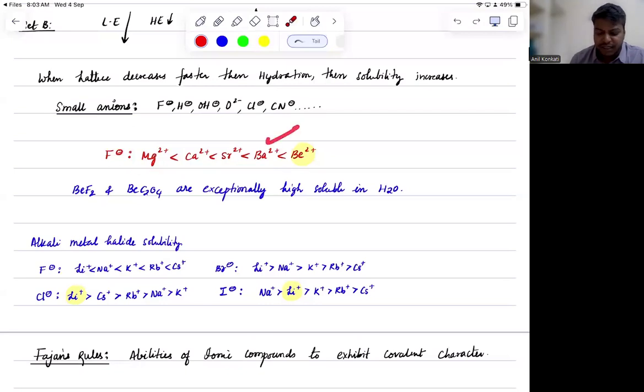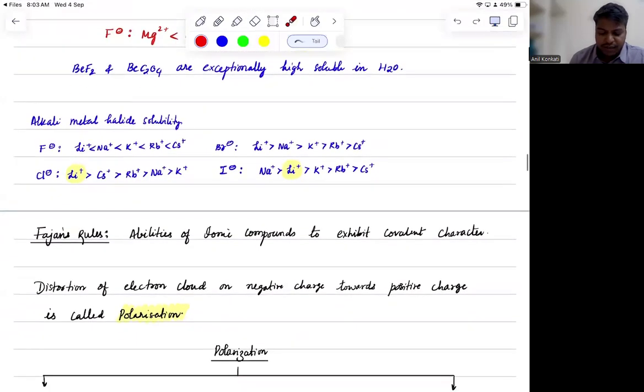That is, barium is greater than strontium, calcium, and magnesium. Beryllium oxalate is also the same thing. If you notice the oxalate also, that will have exceptionally high solubility. So these two are exceptions that you need to know for solubility.